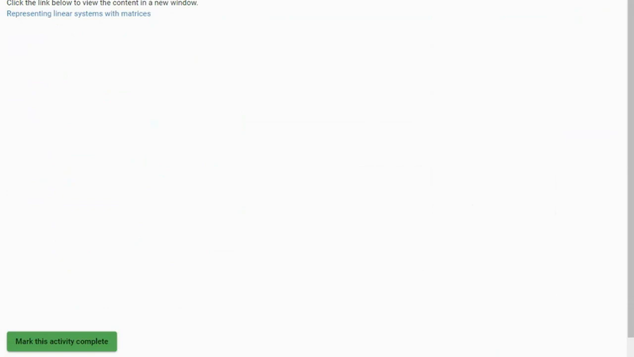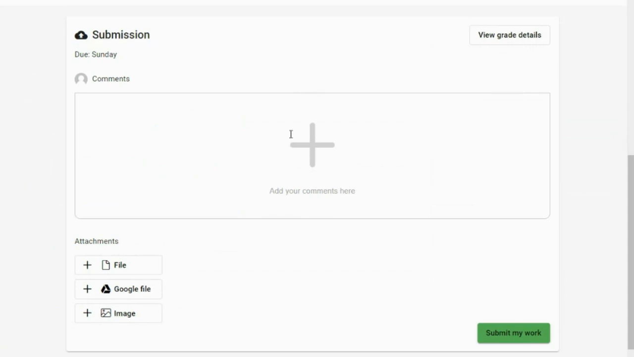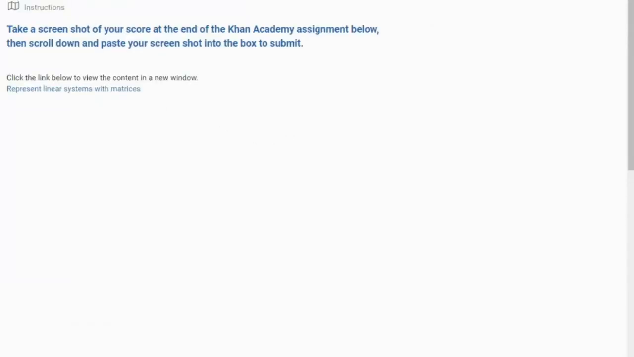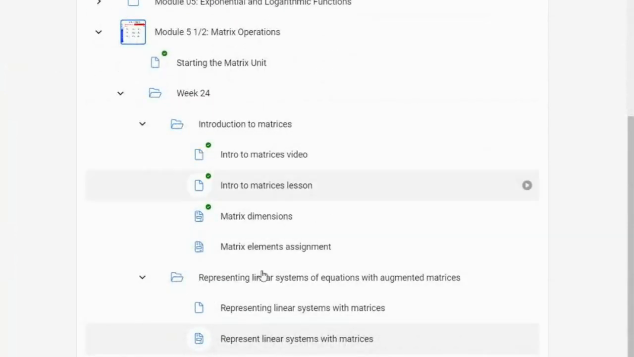And then the last thing you'd have is another assignment there where you take the screenshot again. So I'll give you 4 more problems to practice. Paste your score in there. And that is the end of the week. That's all we're doing this week: learning about matrices, rows and columns, learning about the elements, like if we're talking about A2,1, which element are we talking about? And then how do we represent a linear system with those matrix equations?